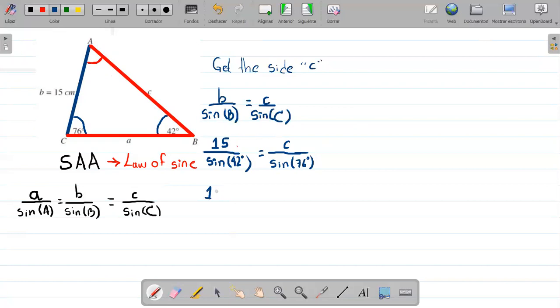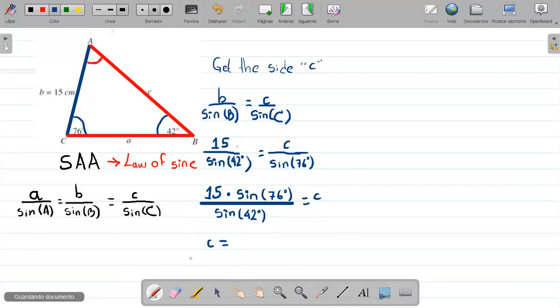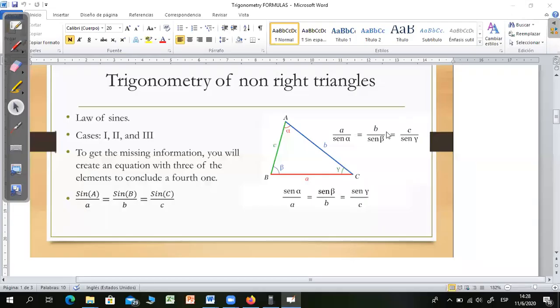And here we have to solve it. So 15 times sine of 76, in this case degrees, over sine of 42 degrees, equals C. Then we can conclude the value of C just by solving that expression in the calculator. And with that, I'm gonna conclude what I want to tell you today. Okay, so let's conclude that one.